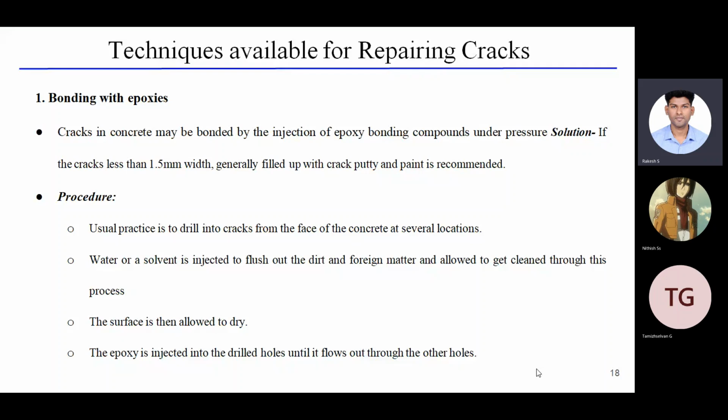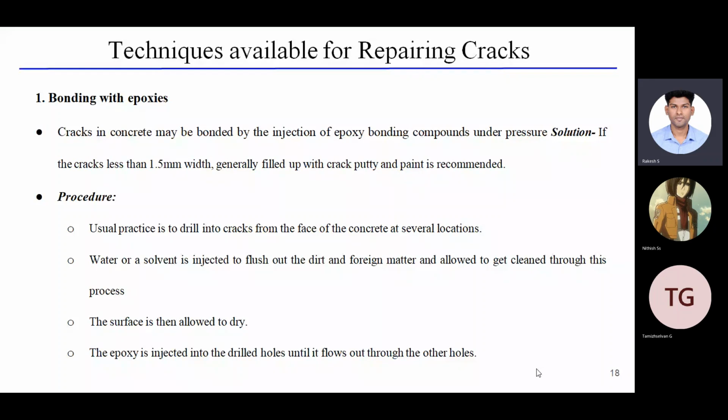Generally, cracks in concrete may be bonded by injection of epoxy bonding compounds under pressure. How can it be done with the bonding? If the crack is less than 1.5 mm width, generally it will be filled up with crack putty and paint is recommended. As Tamal mentioned in the first masonry cracks, due to foundation settlement, we could see that the wall has cracked diagonally or with a horizontal crack. That might be cured by this technique.